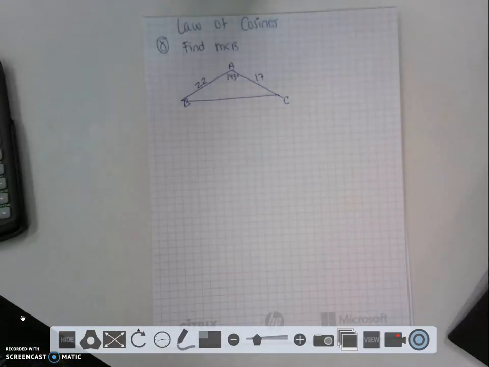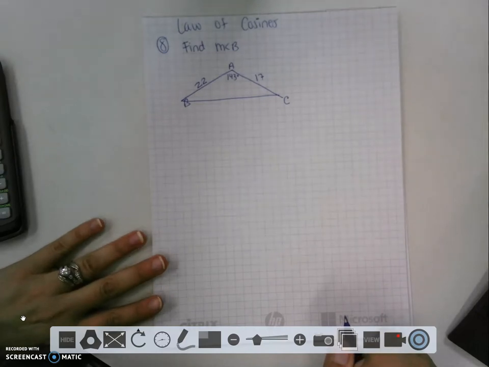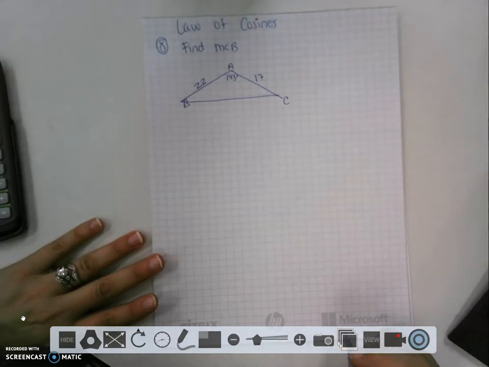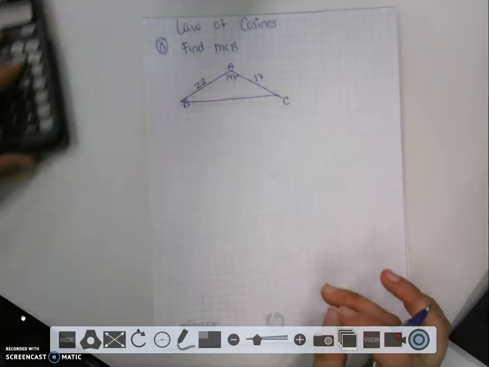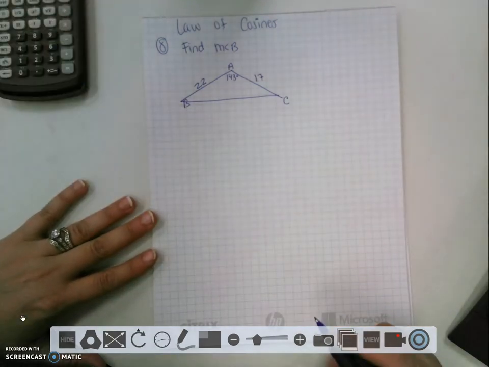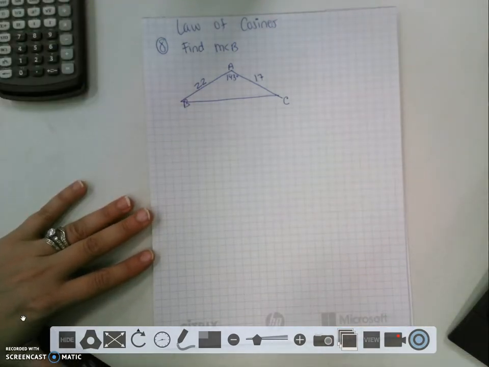All right, so we are back with our homework review on law of cosines. Once again, we're using a Kuta worksheet, a free Kuta worksheet. On number 8, we are looking for the measure of angle B, and we're using the law of cosines.